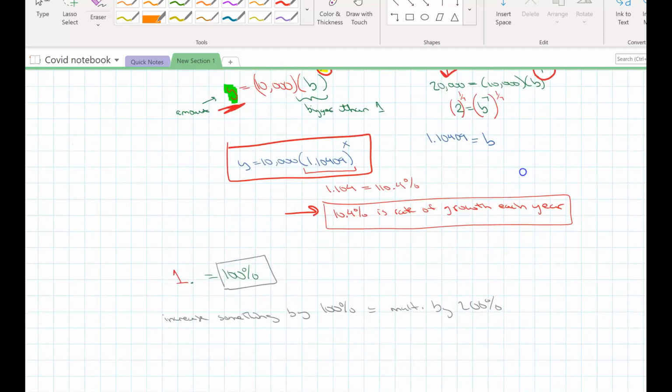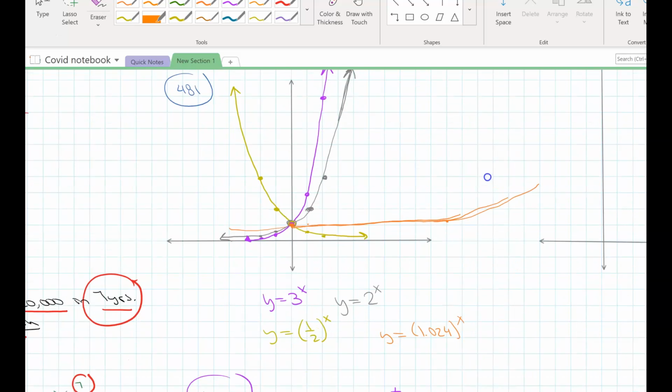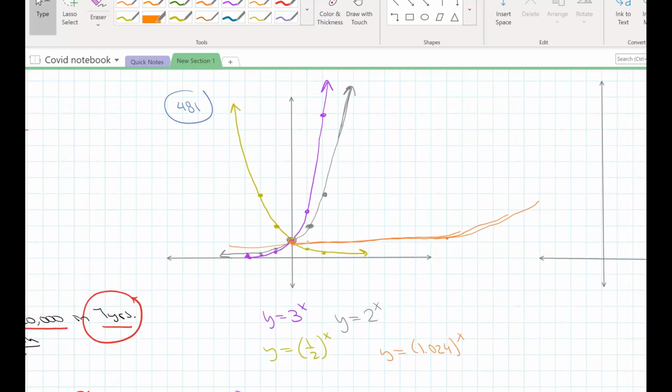Okay, very good. Let's see, 481. This one is so funny, but there's actually a reason why this is funny. So here I graphed these 4 functions, and you'll see y equals 3 to the x, y equals 2 to the x, y equals 1/2 to the x. Those were easy to graph. And again, I made some points, okay? I did a t-table in my head. And then I went and tried to graph y equals 1.024 to the x.